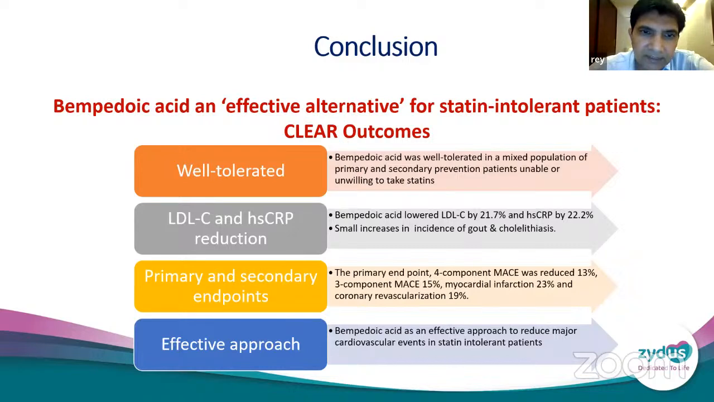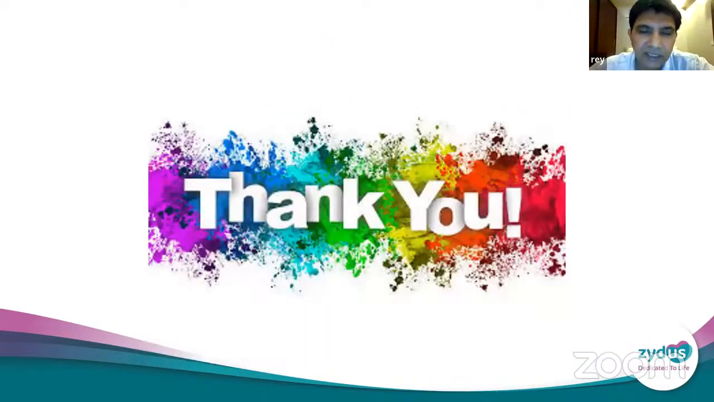The primary and secondary endpoints were already discussed: around 13% reduction in the 4-component major adverse events, around 15% in the 3-component, around 23% reduction in myocardial infarction, and around 19% reduction in revascularization. So bempedoic acid is an effective approach to reduce major cardiovascular events in statin-intolerant patients. Thank you very much.